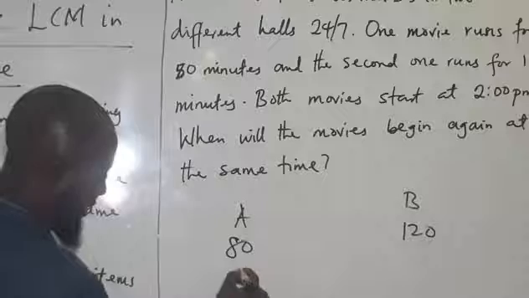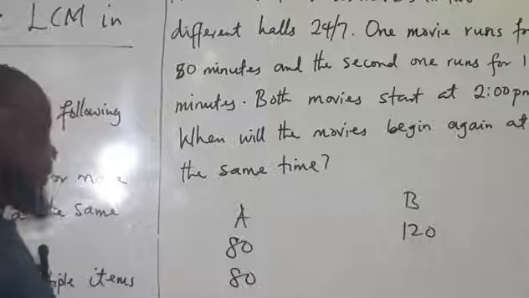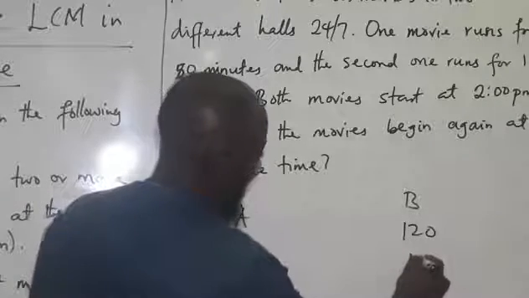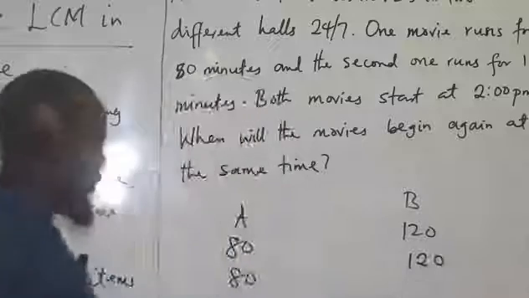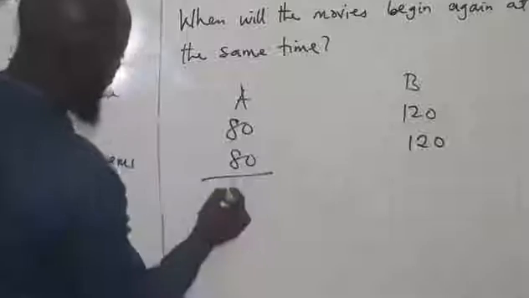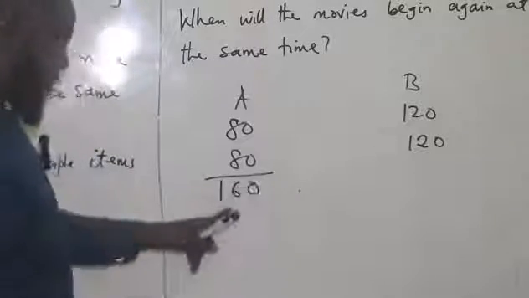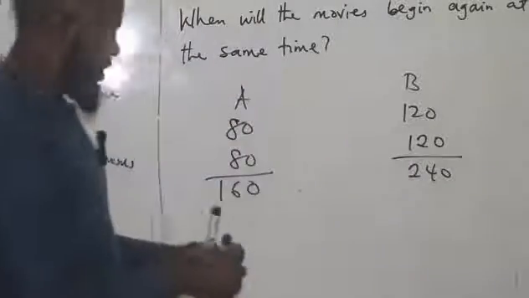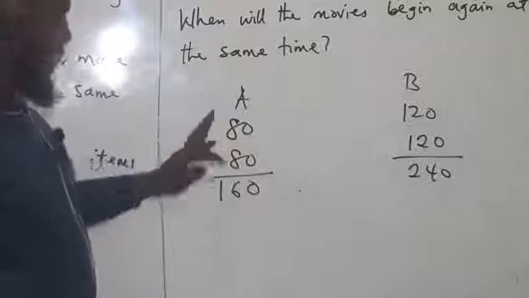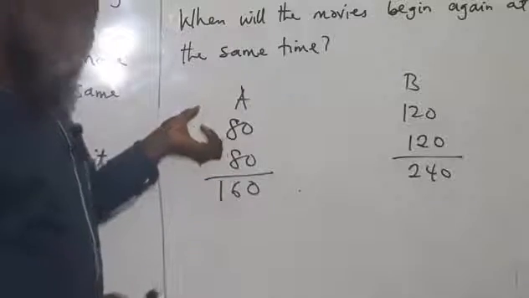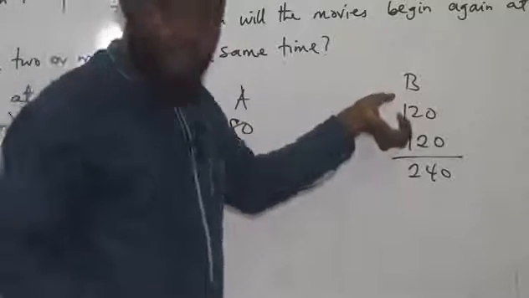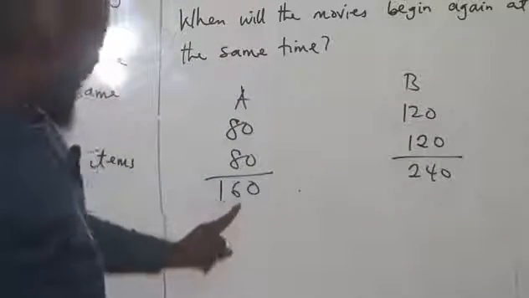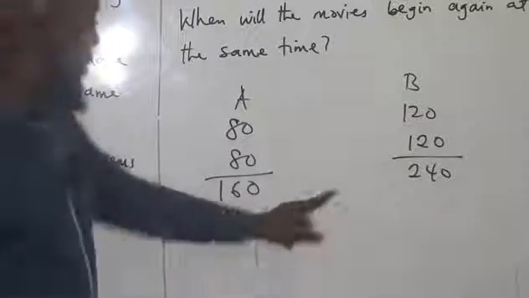You spend another 80 minutes. Right? Another one is what? This one will also spend another 120 minutes. So when you add this together, you get 160 minutes. When you add this one together, you get 240 minutes. So this one has appeared how many times? They have watched it twice. Twice again. So you can see the number of minutes we are getting are not the same, right?